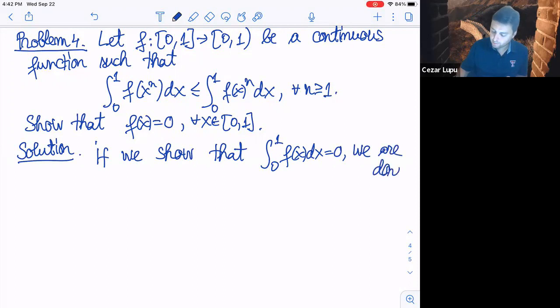We're done, right? So let's prove that. How should we prove this? Well, we know that the function is continuous, right? It's on a compact interval, so we know it's bounded, and moreover, it attains its bounds, right? So we know this from the Weierstrass theorem.